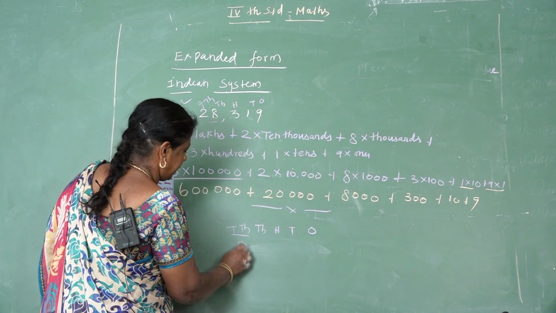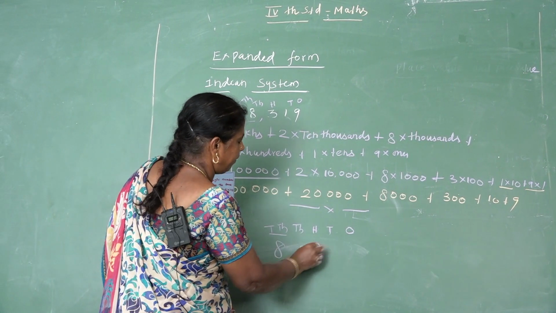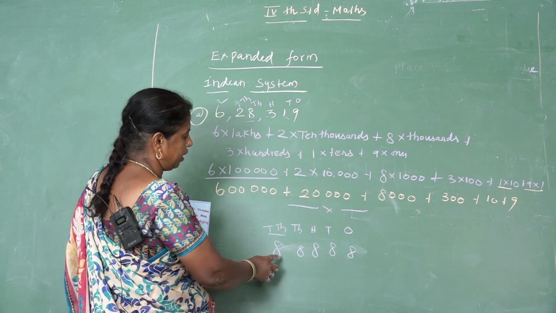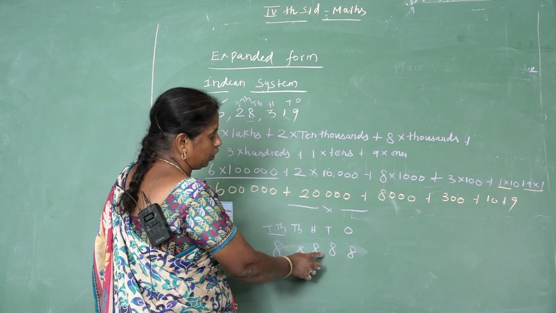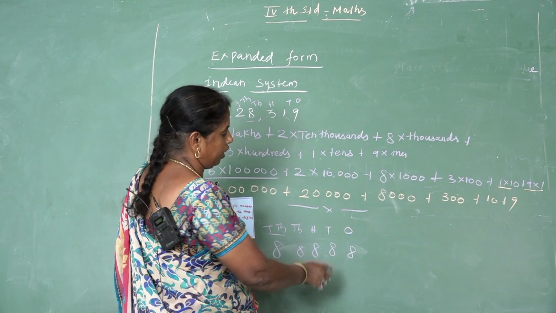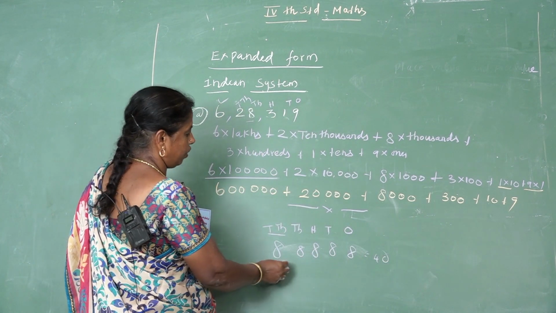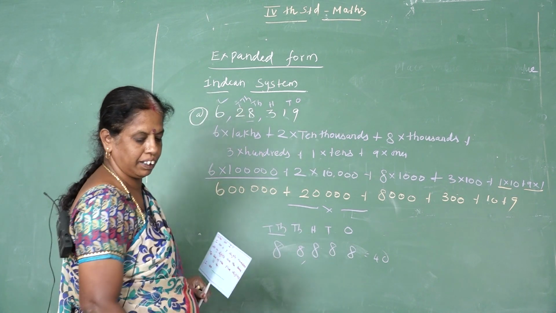So next, you guess it, 40. 8 for 10,000 plus 8 for 1000 plus 8 for 100, 8 for 10 plus 8 for 1. Now we add it. 8 plus 8, 16. 16 plus 8, 24. 24 plus 8, 32. 32 plus 8, 40. So what is the number? 88,888.